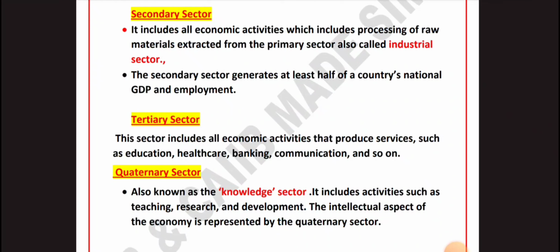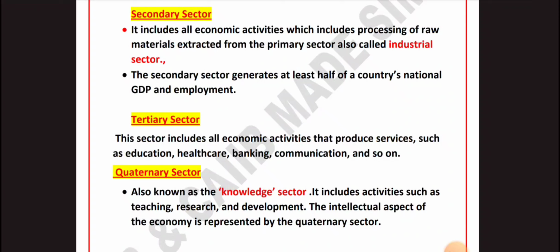Why is the secondary sector also called the industrial sector? Because it involves manufacturing and construction activities. For example, turning cotton, a raw material, into fabric, or using iron ore to produce steel. All of these are processes in the secondary sector.